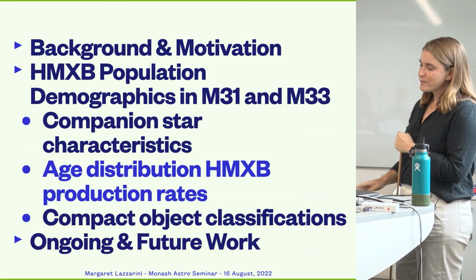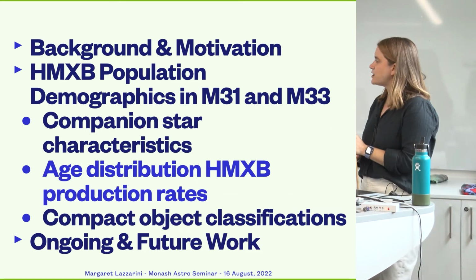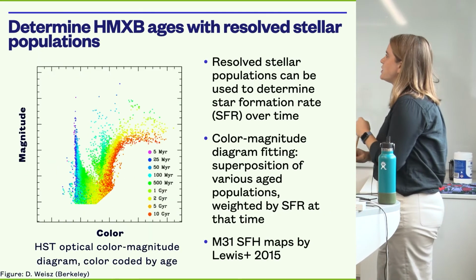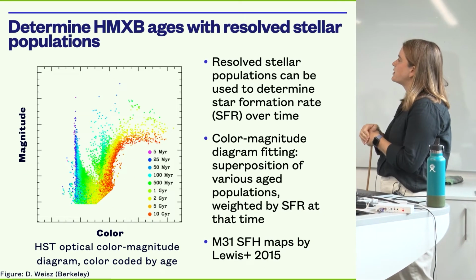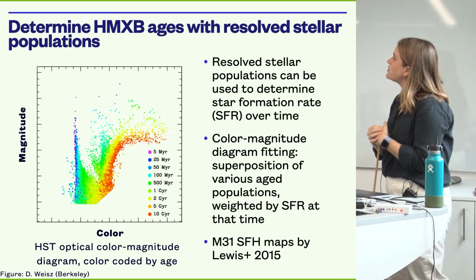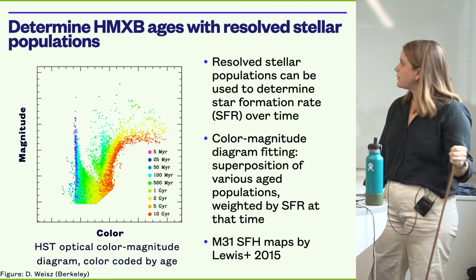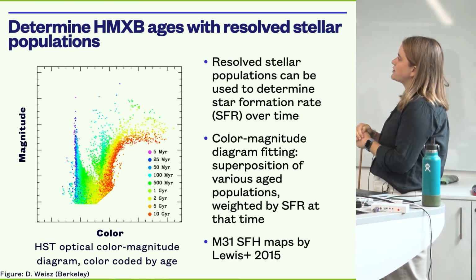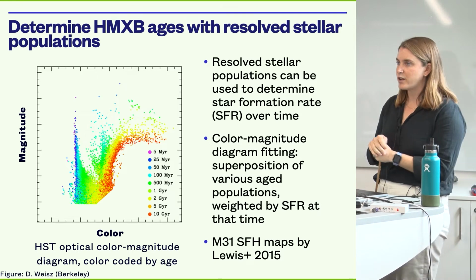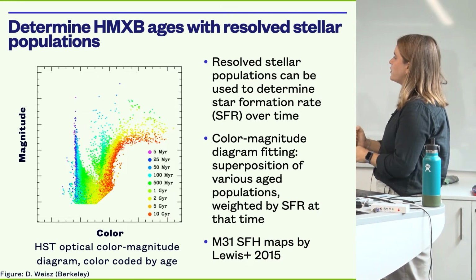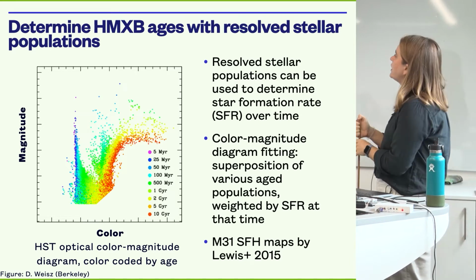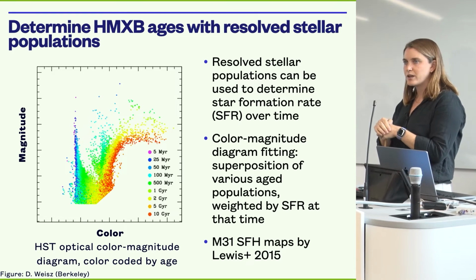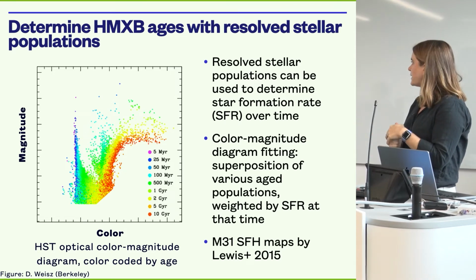So I'm going to move now to talking about how we infer these age distributions and HMXB production rates. What we've been doing is using these resolved stellar populations to determine our HMXB populations by using spatially resolved recent star formation history maps. I'm showing you here a color magnitude diagram that is color-coded by the age of the stars in the diagram. So just to give a quick overview for how we measure these star formation history maps: we use color magnitude diagram fitting in the optical to measure these spatially resolved recent star formation histories.